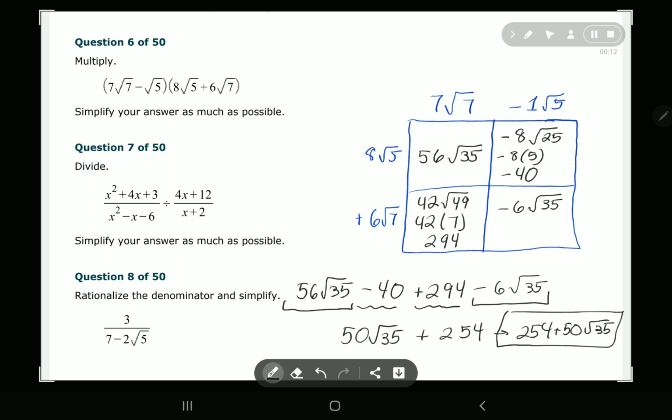Alright guys, that's it for this question. Hope you found it useful. If you don't like the box method, you can just use regular distributive property, which will get you the same answer in the end. I'll see you soon.